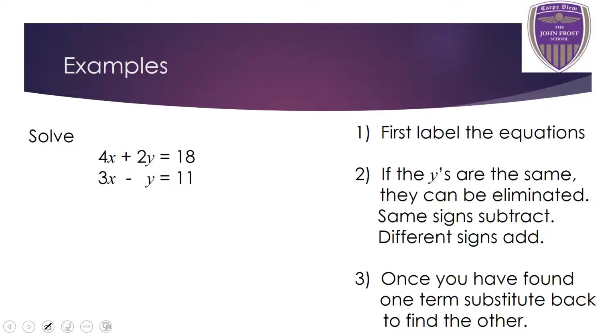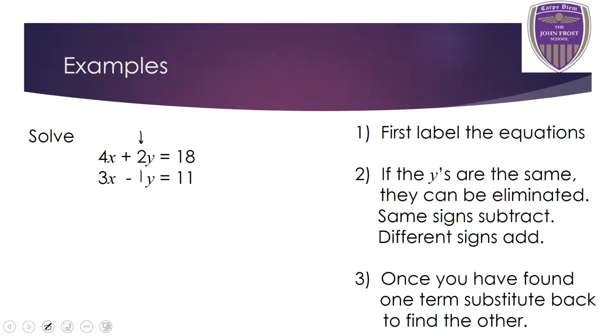Right, we're going to have a look now at a second example here. Okay, so we can see our two equations here are 4x plus 2y equals 18 and 3x take away y equals 11. Again, if we look carefully at the coefficient of y, one of them has got a 2 in front, and one of them has got nothing in front of it, which would make it 1y. So they're different at the moment, so they can't be eliminated.